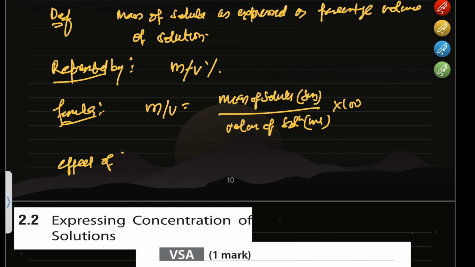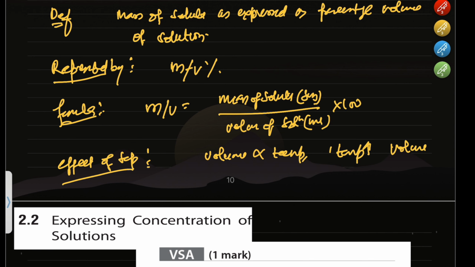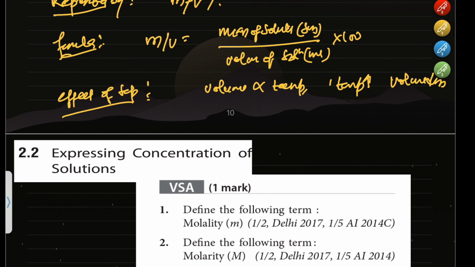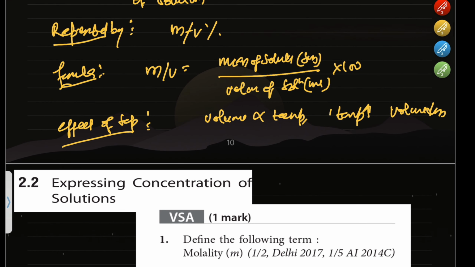Effect of temperature: volume is directly proportional to temperature. Temperature increases, volume increases, and hence m by v decreases.